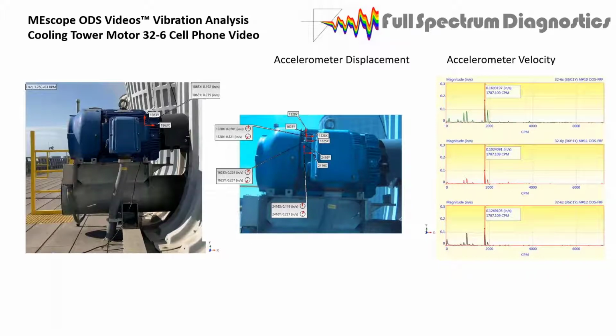And I mentioned the ODS-FRF. These are just discrete Fourier transforms, so you can't do any signal processing with them unless you turn them into operating deflection shapes or ODS-FRFs. Then you can do a lot more averaging and different things to reduce the noise floor.